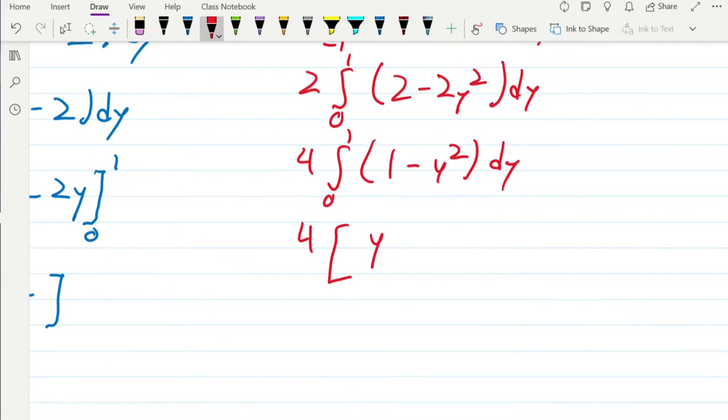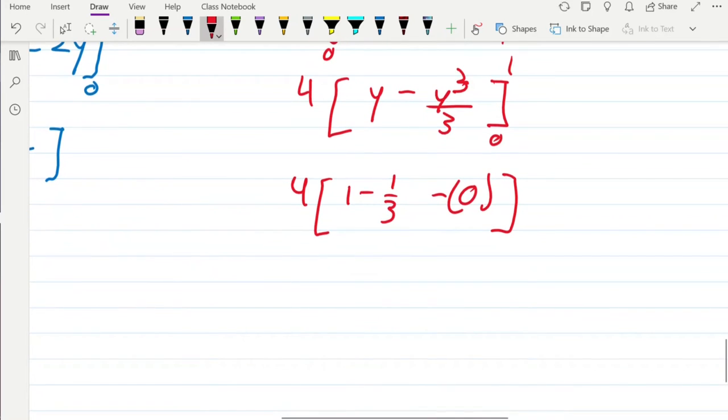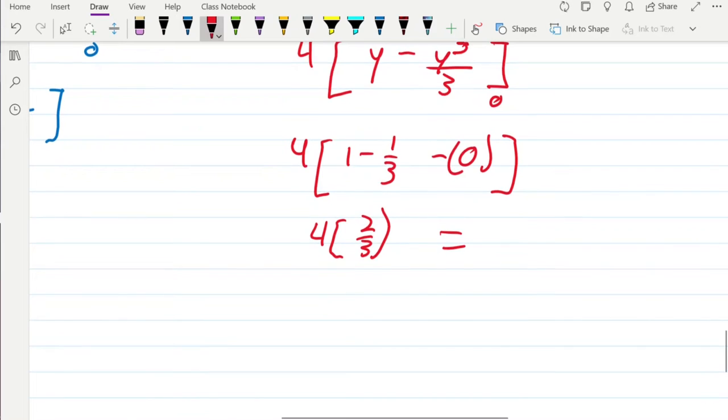And then we can integrate. So that's going to be y minus y to the third power divided by 3 from 0 to 1. So that's going to be 4 times 1 minus 1 over 3. The rest of that's going to be 0. So it's going to be 4 times 2 over 3, which will equal 8 over 3.